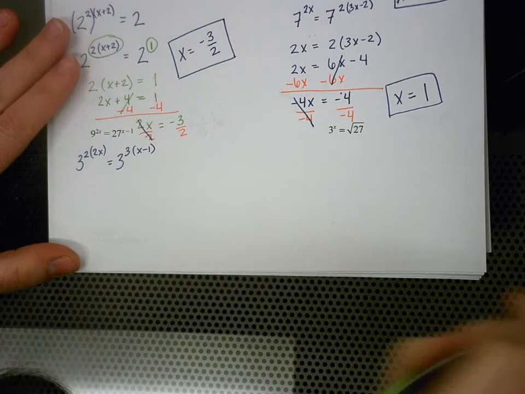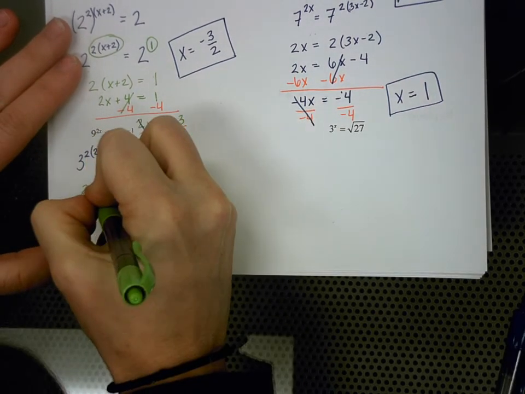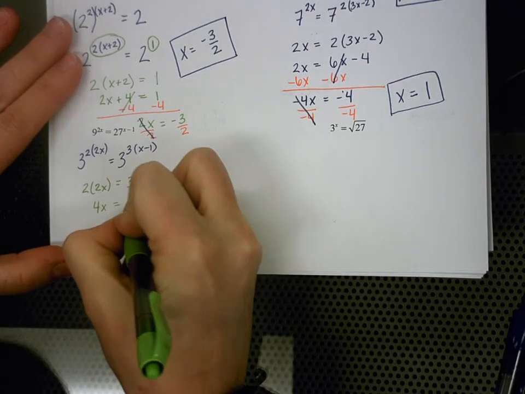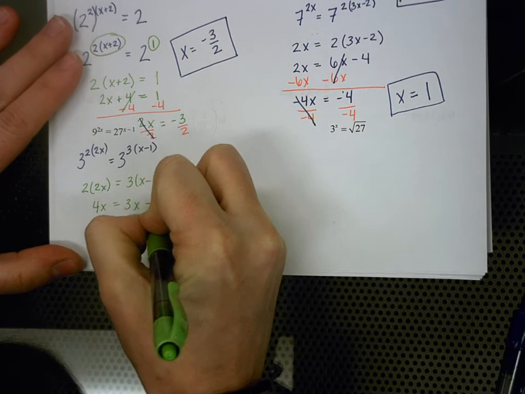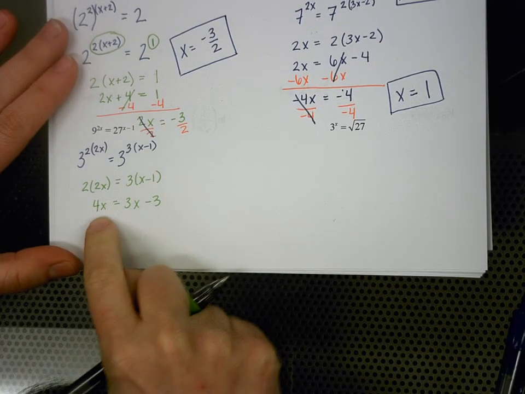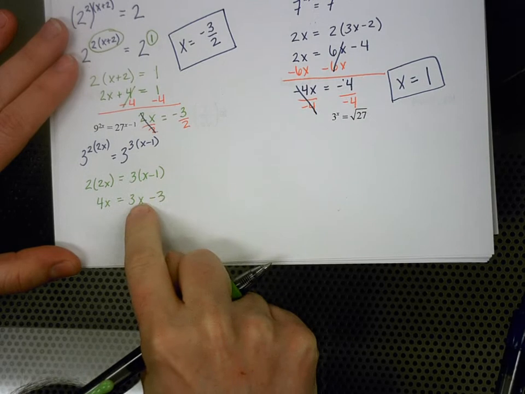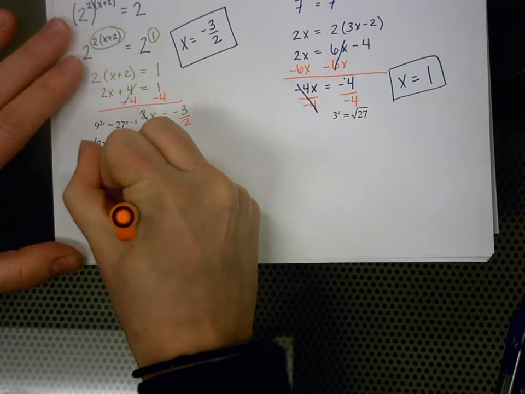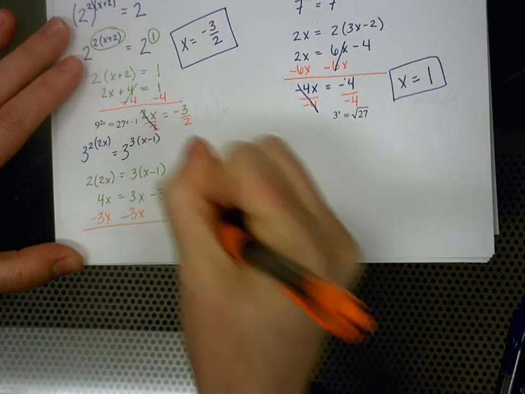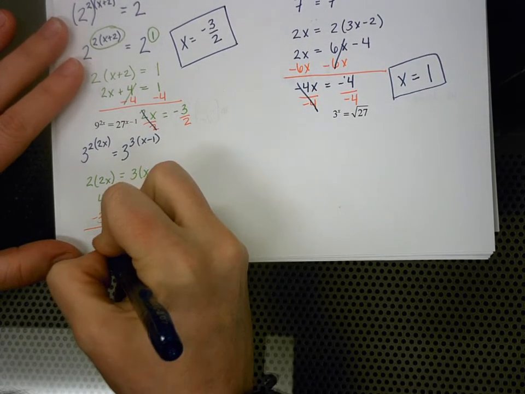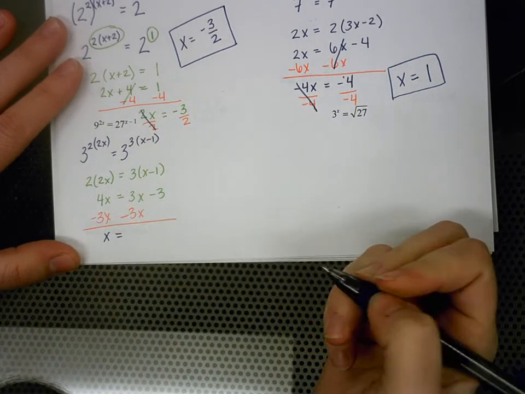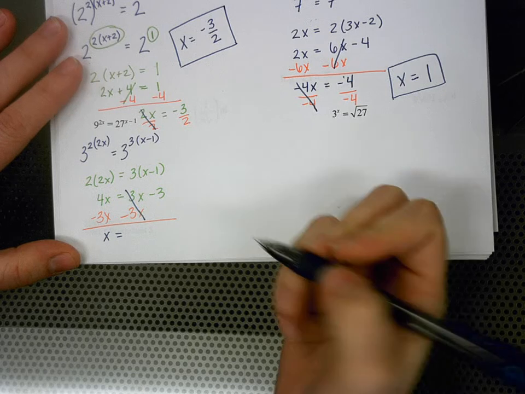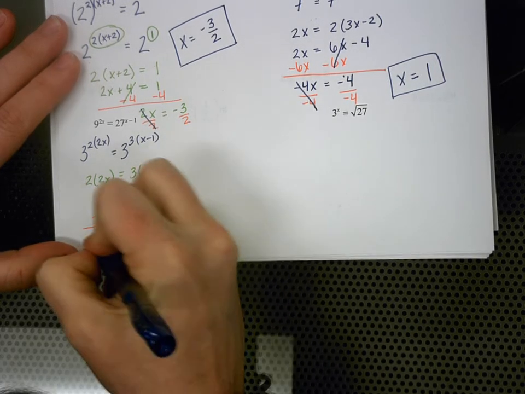And then we set our exponents equal to each other. So 2 times 2x equals 3 times x minus 1. We're just going to multiply. So 2 times 2x is 4x. 3 times x is 3x. 3 times negative 1 is negative 3. Get all of your x's on one side. So we get x on the left. 3 minus 3x is 0. And so x is equal to negative 3.